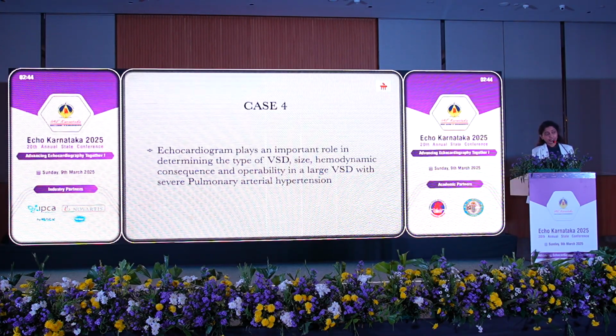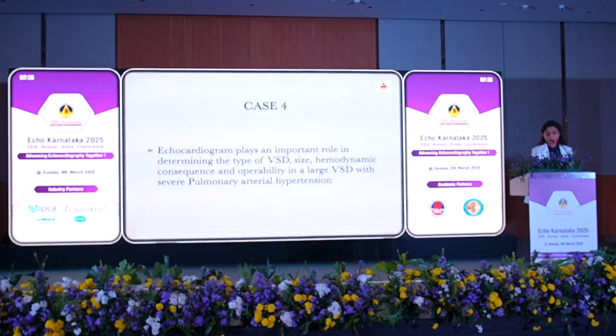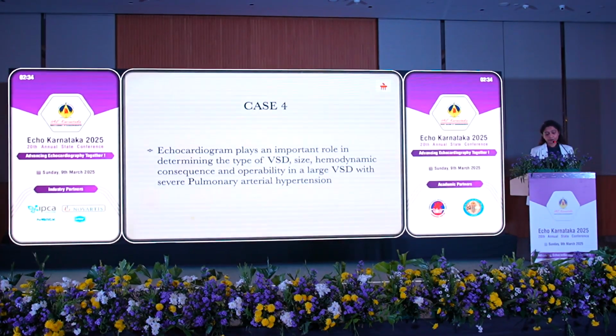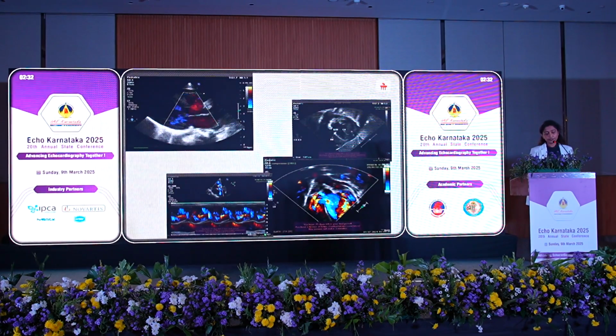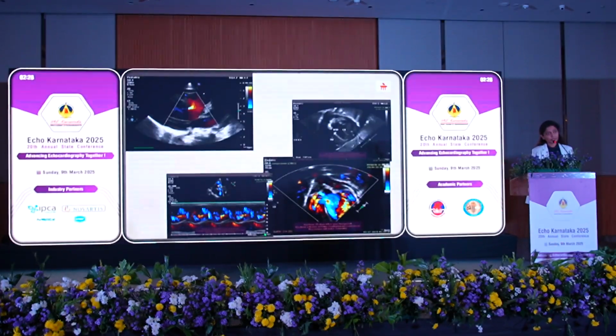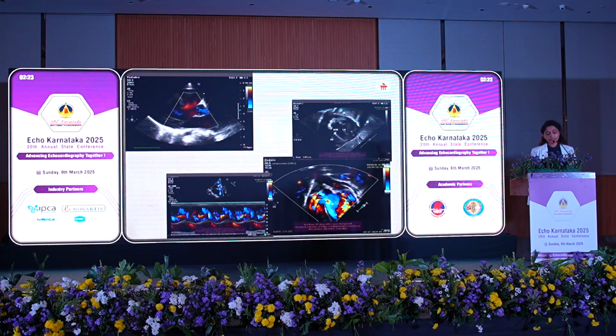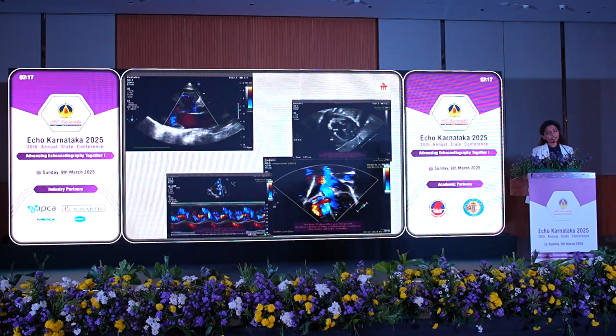So echo plays a very important role in these situations in determining the type of VSD, the hemodynamic consequences, and whether a large VSD is operable or not. For example, this is another child, 2 years old, with a bidirectional shunting VSD. If you are in doubt, we can put a color Doppler M mode across the interventricular septum to profile the color flow better, like as done in this situation. This is a large upper muscular VSD. Again, both these children were inoperable.